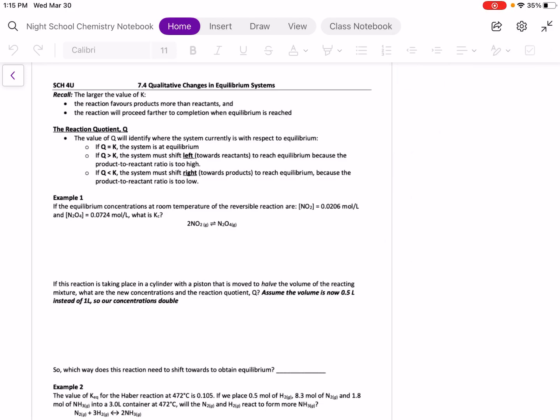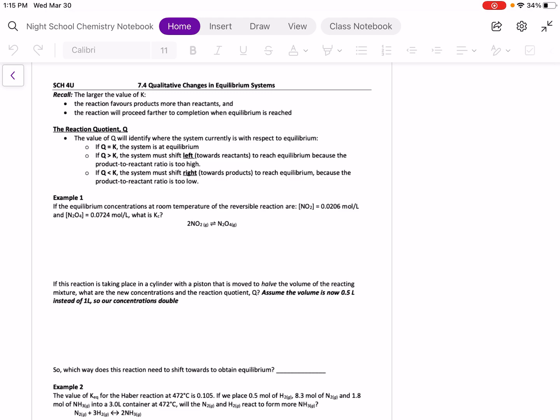In this video, we're going to talk about the reaction quotient, Q. So recall from our last lesson that the larger our value of K, our equilibrium constant, the reaction will favor the products more than the reactants, and the reaction will proceed farther to completion when equilibrium is reached. So we want to determine the position of where the system currently is with respect to the equilibrium, and we use Q. When Q is equal to K, the system is at equilibrium.